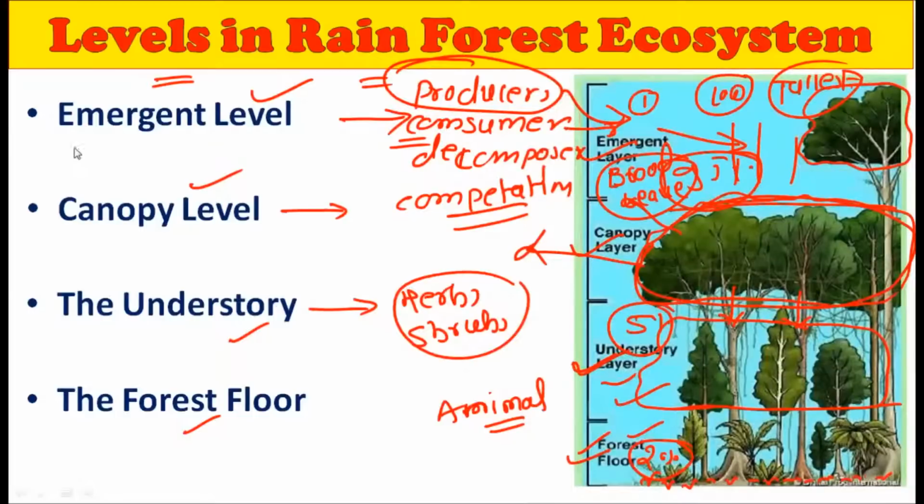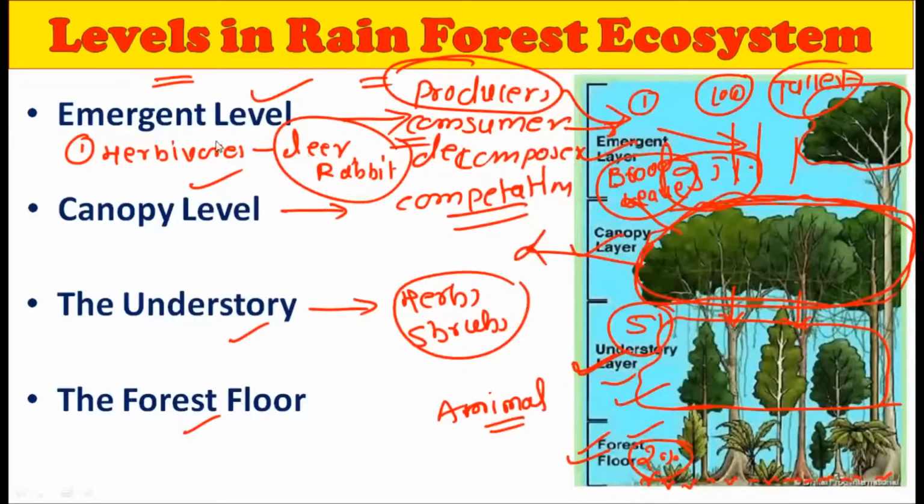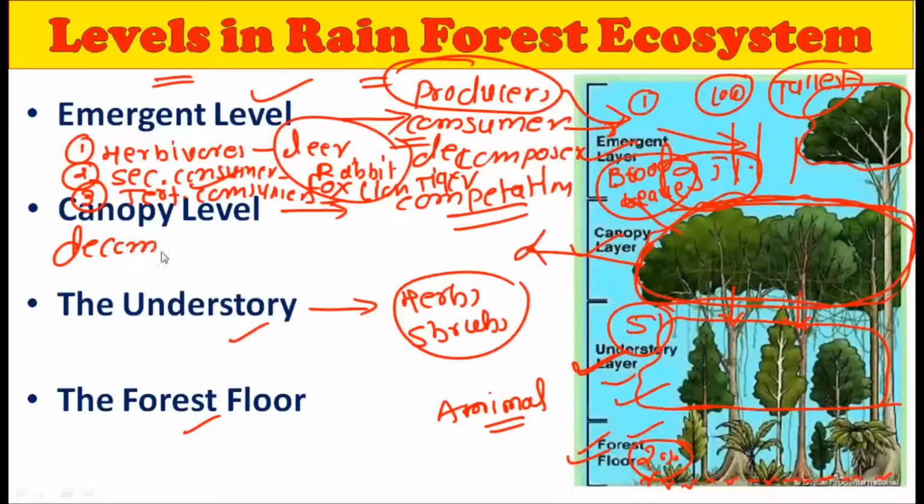All right. The consumers in a rainforest ecosystem are the herbivores, which primarily feed on the plants, like deer, rabbit, etc. All these are herbivorous animals which primarily feed on the plants. Then we have secondary consumers, in which we have animals like fox and other animals, and then we have the tertiary consumers, while the decomposers in a rainforest ecosystem are mainly the bacteria plus fungi.